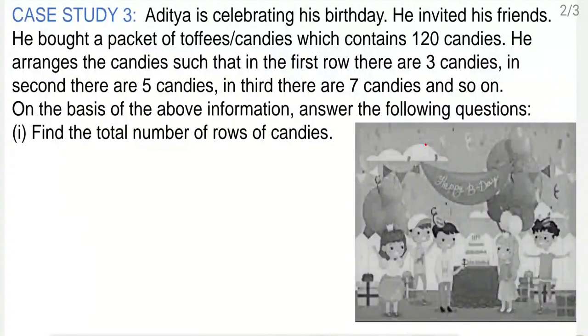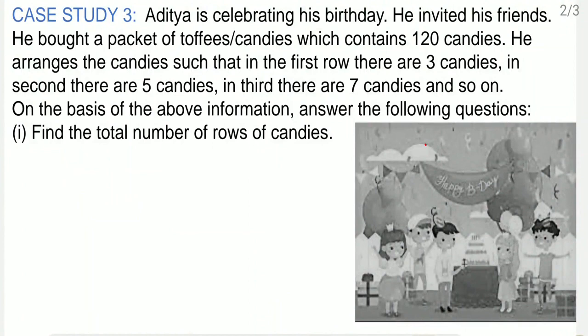Case study question number 3. Aditya is celebrating his birthday. He invited his friends. He brought a packet of toffees or candies which contains 120 candies. He arranges the candies such that in the first row there are 3 candies, in the second there are 5 candies, in the third there are 7 candies, and so on. On the basis of the above information, answer the following questions.